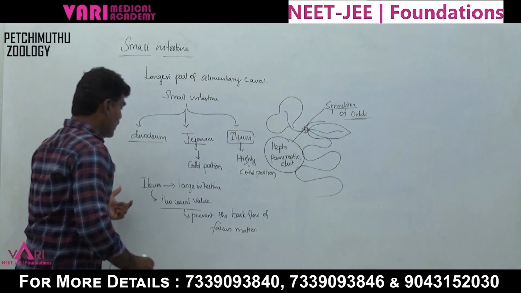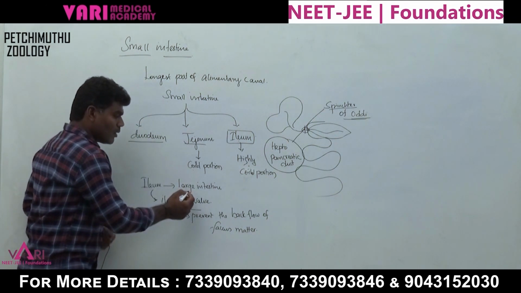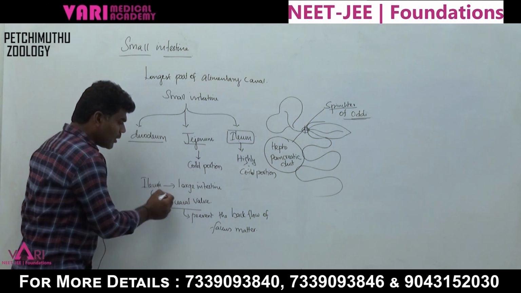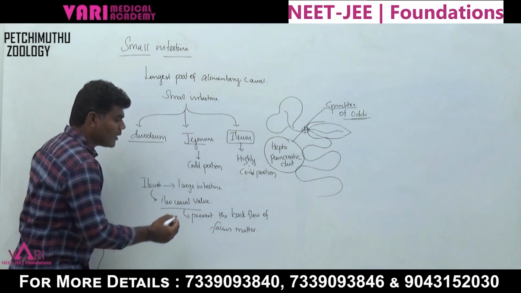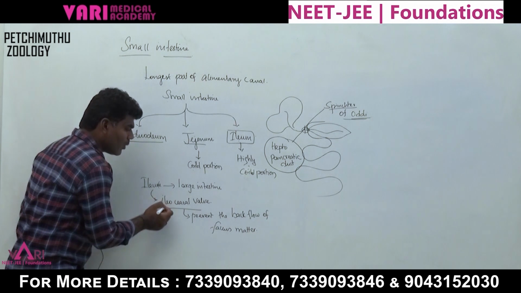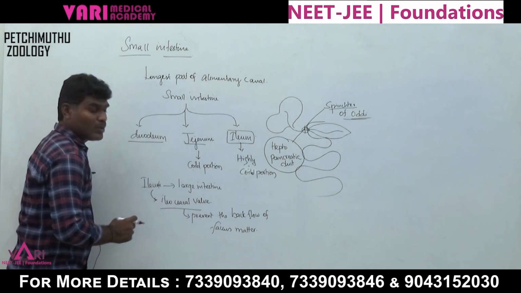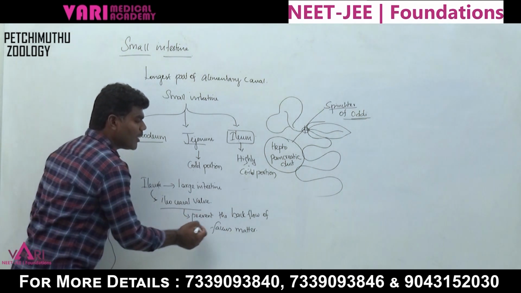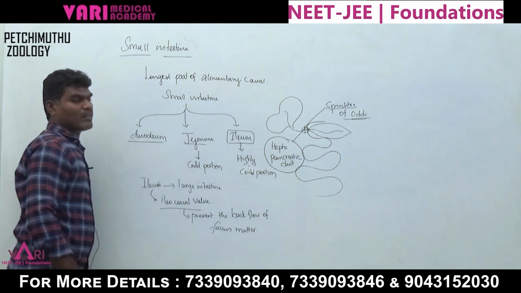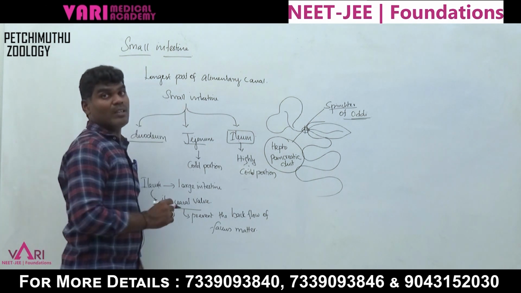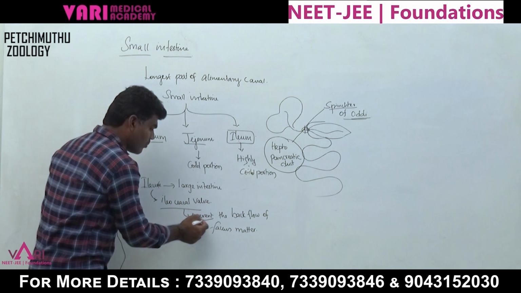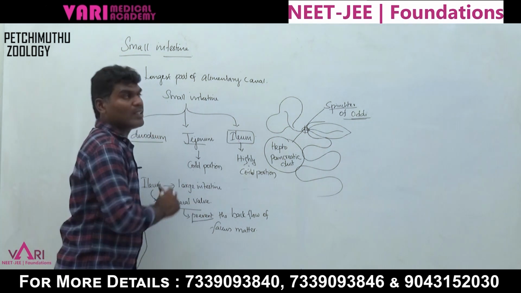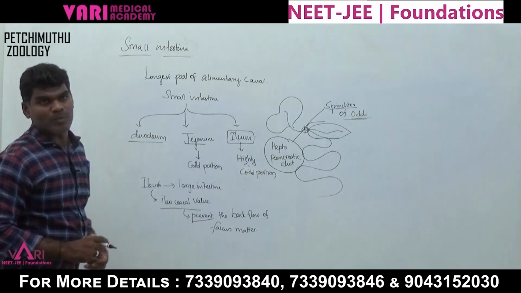And the ileum is connected to the large intestine. At that part one sphincter is present, called the ileocecal valve. It prevents the backflow of fecal matter into the small intestine. This prevention is very important. So that is the anatomical structure of the small intestine.